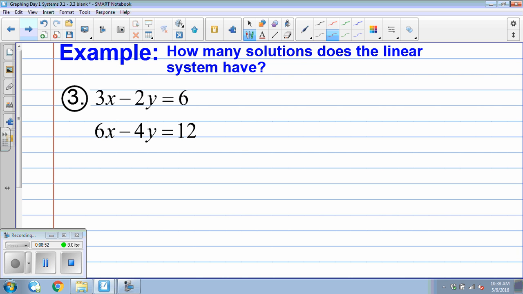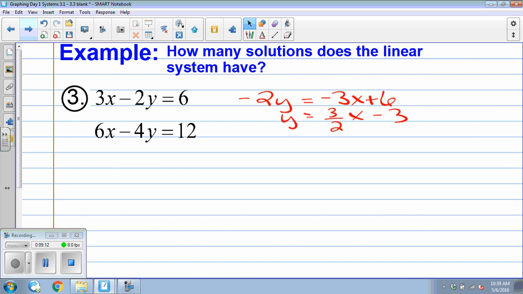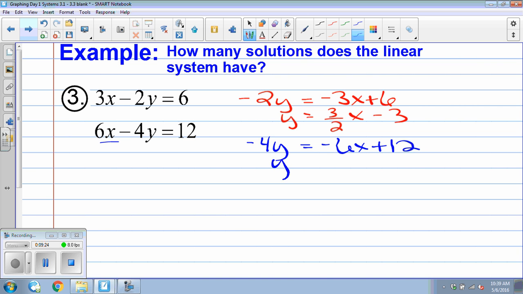Let's solve the first one for y. So it'll be negative 2y equals negative 3x plus 6. Now we divide everything by negative 2. So y equals 3/2 x minus 3, right? So let's solve the second one for y. So we'll move the 6x over. So negative 4y equals negative 6x plus 12. Divide by negative 4. So y equals 3/2 x minus 3. Same line.